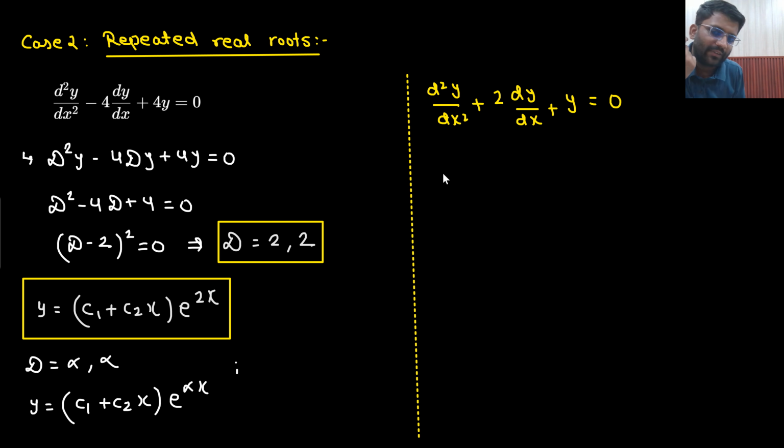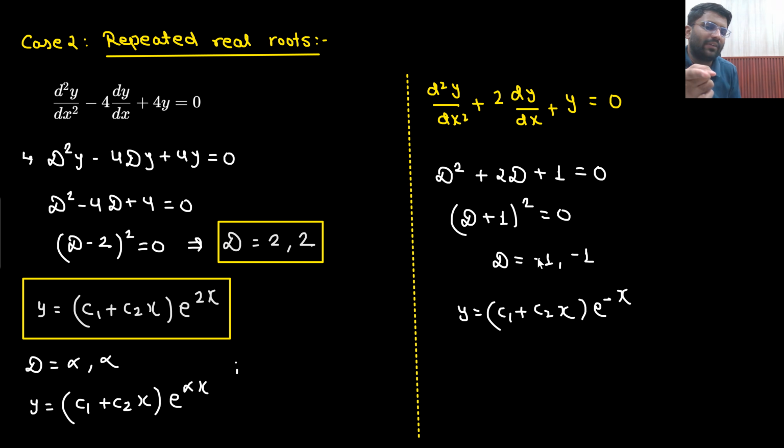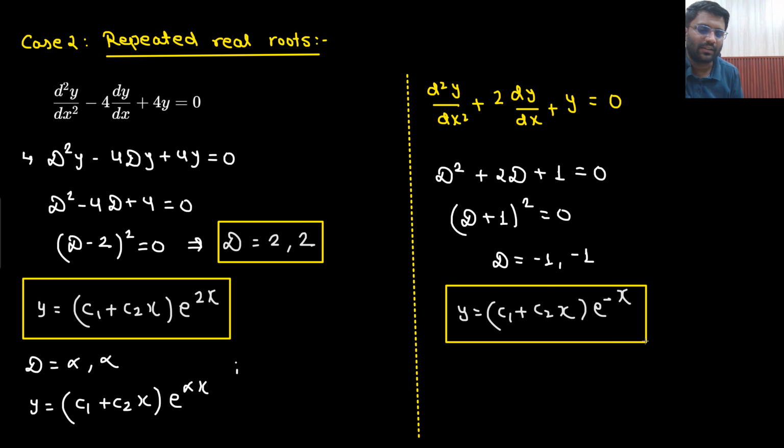Here, the characteristic equation, or auxiliary equation, will be d square plus 2d plus 1 equals 0. So (d plus 1) whole square equals 0. What is the value of d you are getting? Minus 1, comma, minus 1. Since it is repeated, the answer will be C1 plus C2x. Always remember it is x. C1 plus C2x, e to the power minus x. That will be the answer of y.